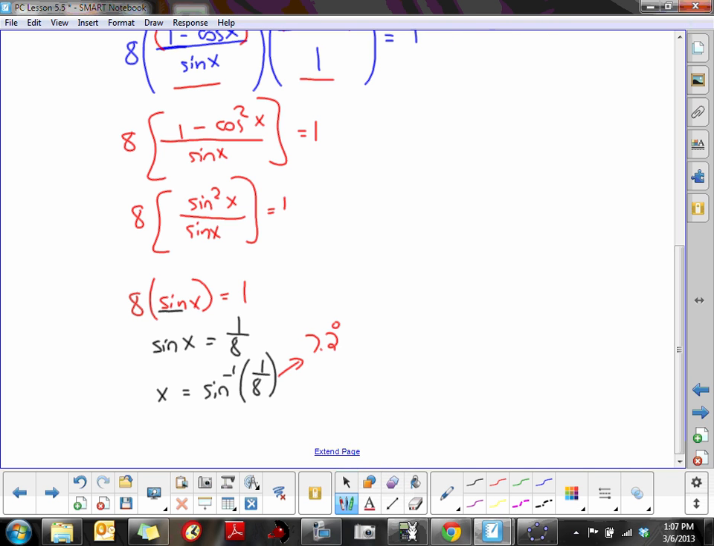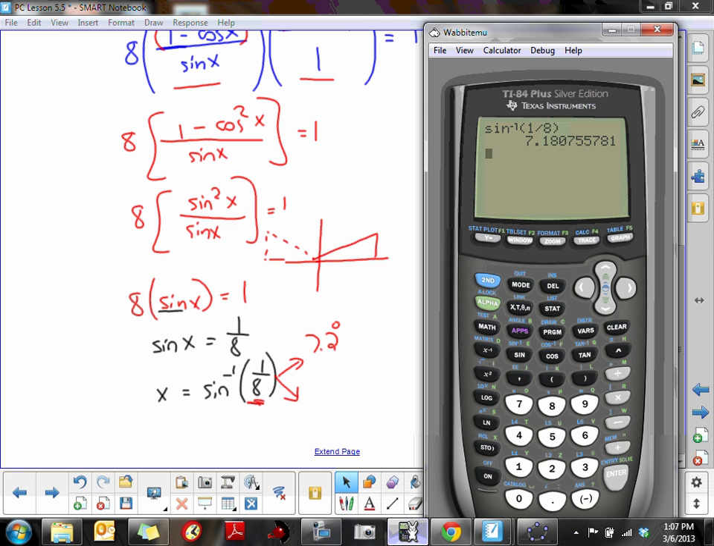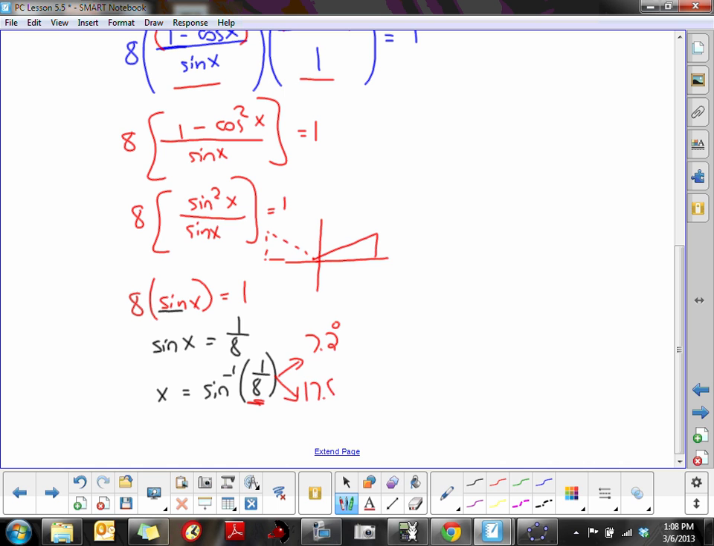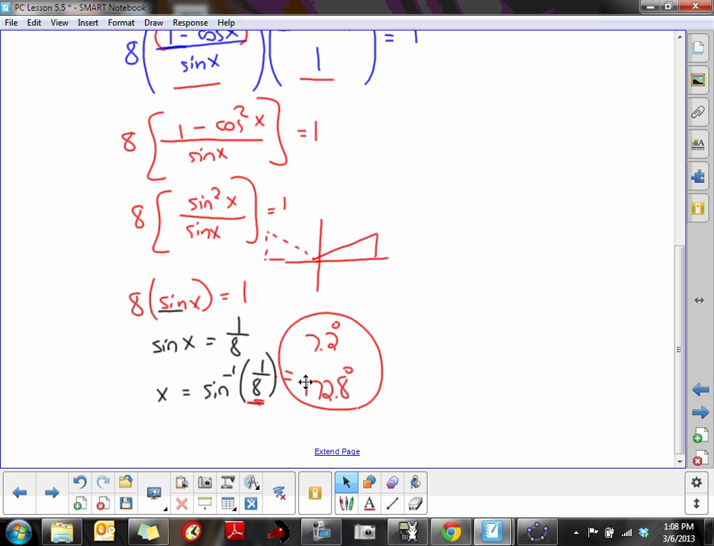But sine values are not only positive in the first quadrant, which is the one we just got, they are also positive in the second quadrant. So in order to get that, I'm going to have to take 180 minus the 7.2. That's not a big deal. 180, subtract our 7.2, and we should have 172.8 degrees. So those are 2 angles that have a sine value of 1/8.